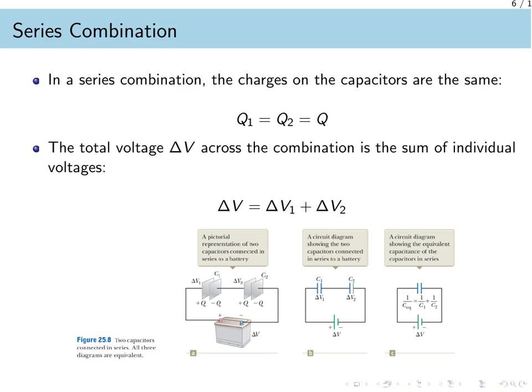In a series combination, the charges on all the capacitors are identical. The charge on capacitor 1 equals the charge on capacitor 2, which we can just call the total charge. This happens because the inner plates form an isolated system that must maintain a net charge of 0. However, the total voltage across the entire series combination is the sum of the individual potential differences across each capacitor. So, the total applied voltage equals the voltage drop across the first capacitor plus the voltage drop across the second capacitor. This relationship is key to finding the equivalent capacitance for a series circuit.